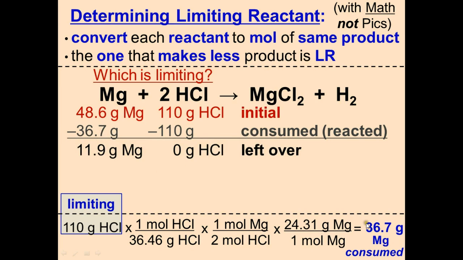But this one, we only use 36.7 grams. So we subtract this and we get 11.9 grams of Mg. And so this is how much is left over at the end of the reaction. And again, this is 0 because it's a limiting reactant. So remember, limiting reactants are always used up and will always have 0 leftovers. And then that's the excess because it's not limiting.